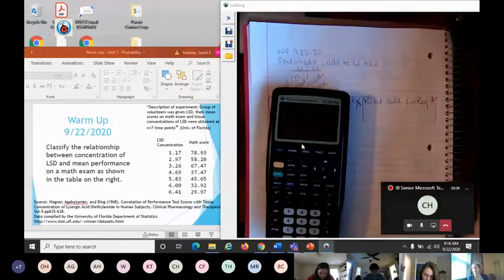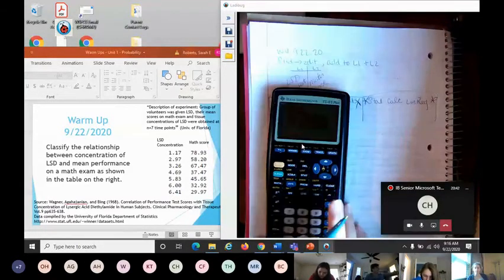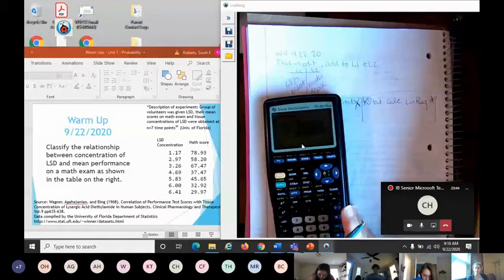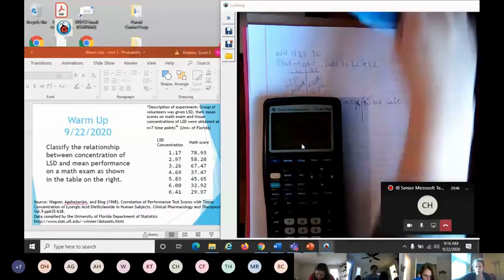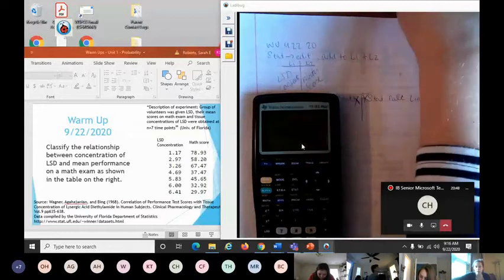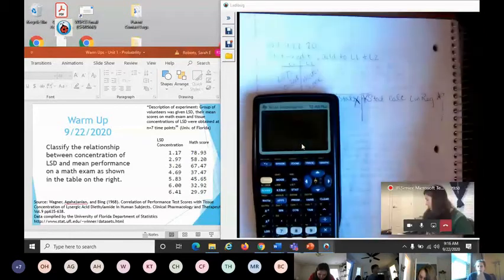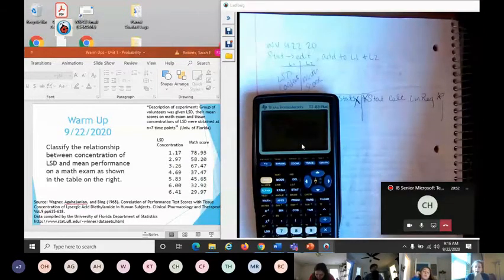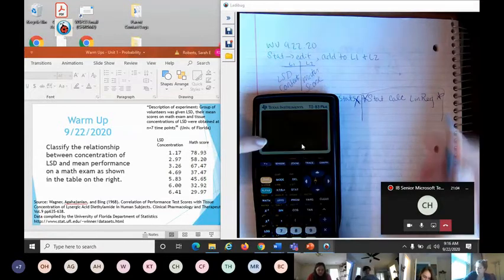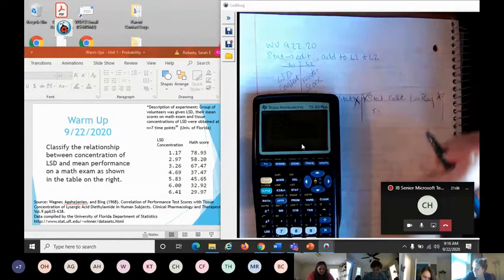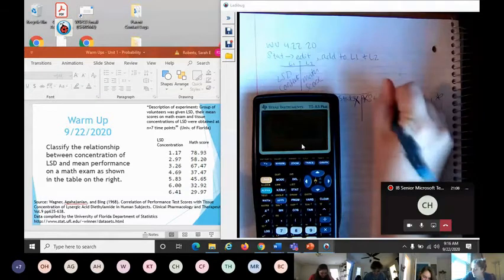Let me see if I can make this a little bit better. It's not terrible. I'm going to zoom in. Okay. So when we do lin reg, we get our slope value, which is A. We get a y-intercept, which doesn't really matter. And we get our R value, okay? So our R value for this is what we really care about, and it's negative 0.936.